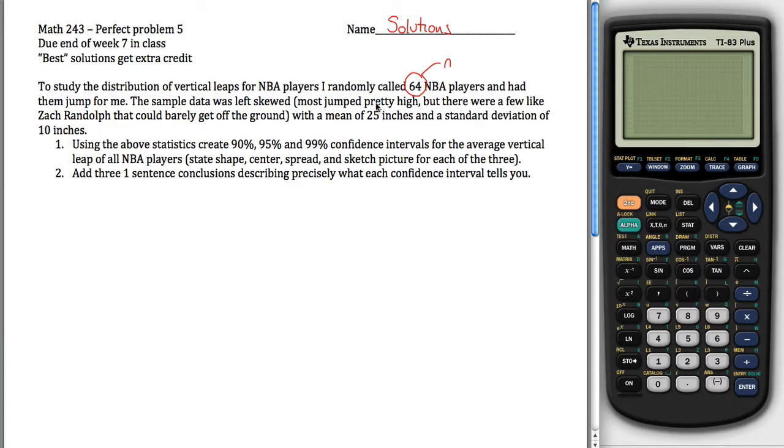With a mean of 25 inches, this is my sample mean here. So this is X bar. And a standard deviation of 10 inches. This is the standard deviation for my sample. So this is S.